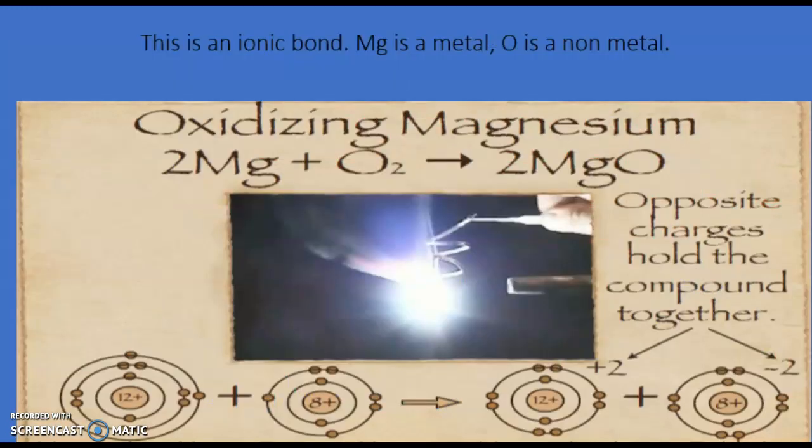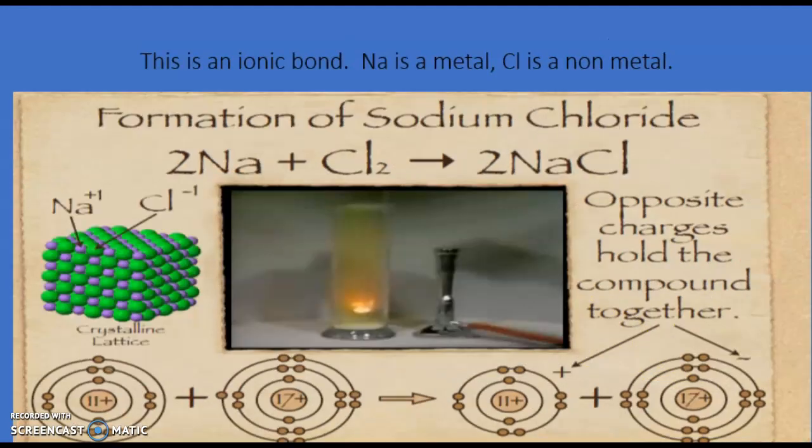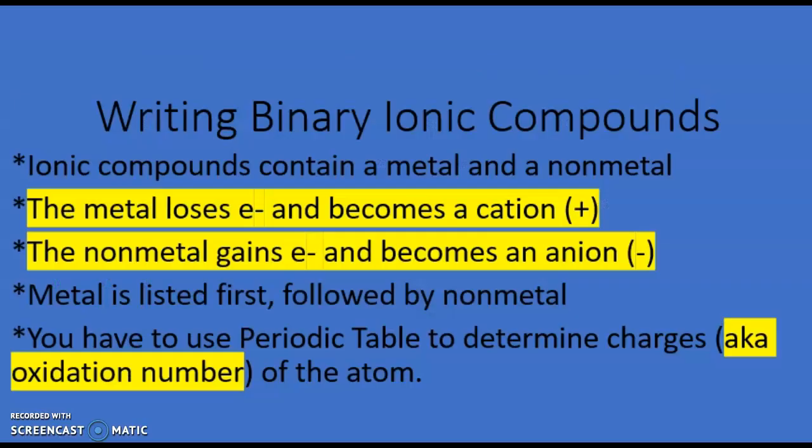This is a bond between magnesium and oxygen. Magnesium will give away 2 electrons that oxygen needs, and then they will all be stable. The same thing is true in sodium chloride. If you have sodium with 1 valence electron to give away and chlorine will take that electron, then you're looking at a sodium chloride ionic bond.